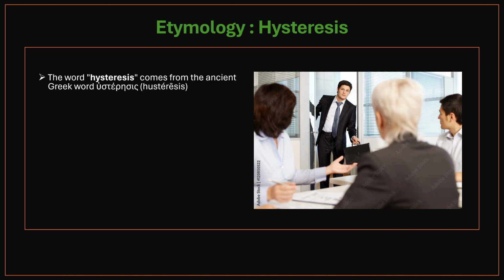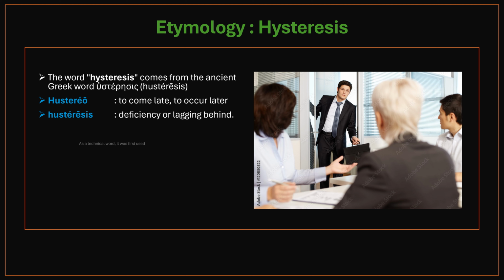Hysteresis is an important property of the Schmitt trigger. So let's see the etymology of it. This word comes from the ancient Greek word hysteresis. Hysteresis means deficiency or lagging behind. It also means to come late, to occur late.